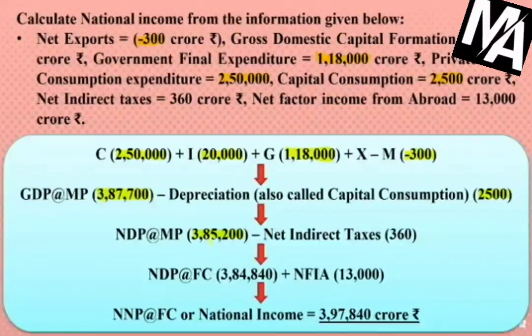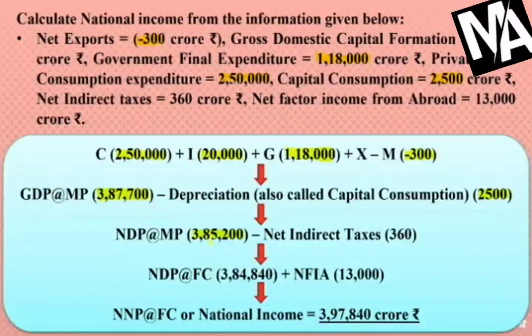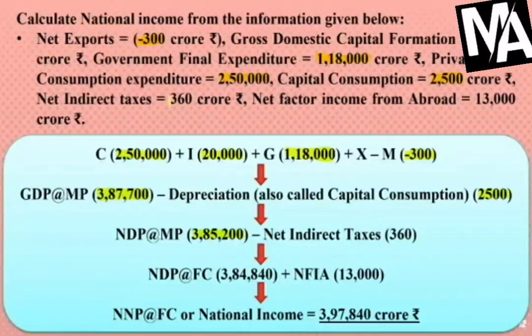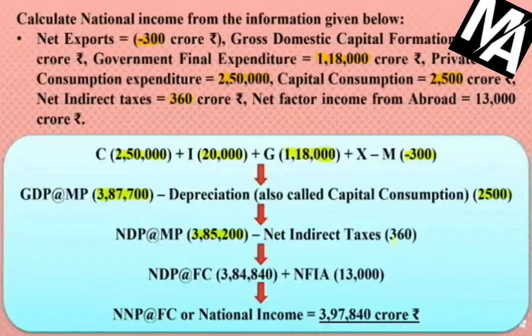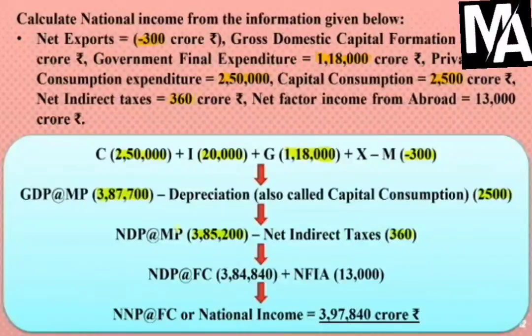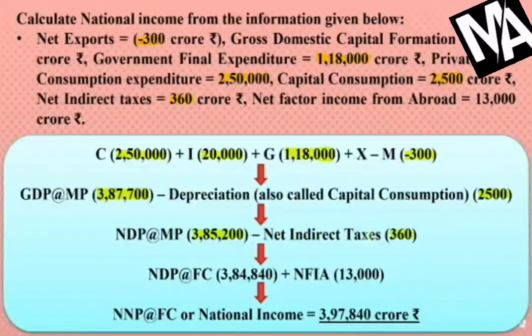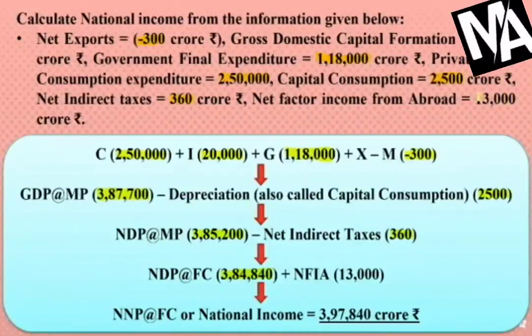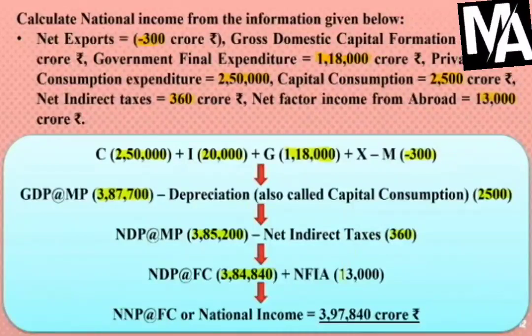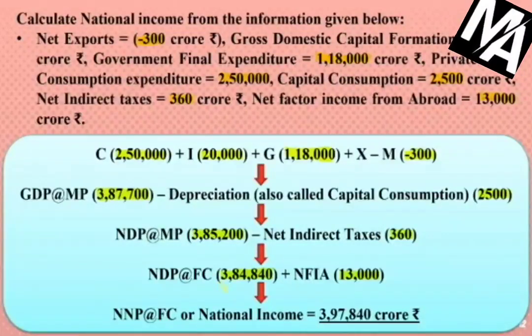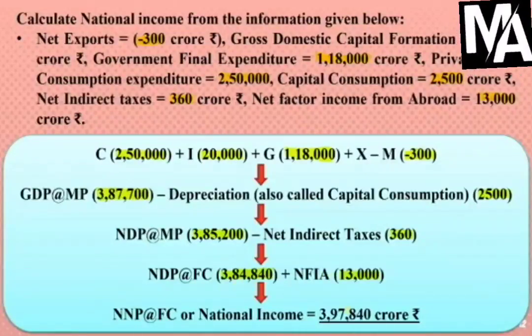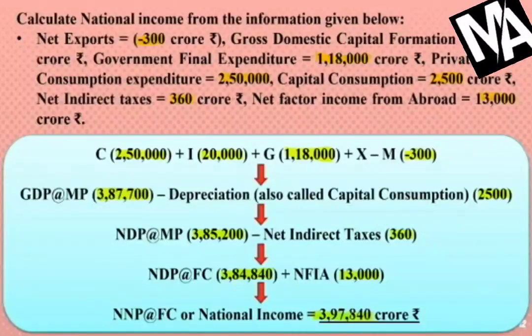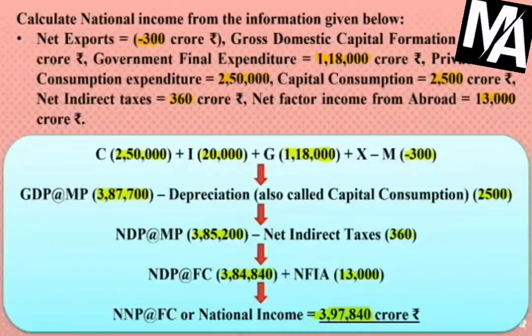Now from this we are going to the next step, that is net indirect taxes, and to our good luck it is directly given as net indirect taxes in the problem at 360 crore rupees. That we will be writing directly here. So from this amount of 3,85,200, we are going to reduce 360. The amount is going to be 3,84,840. And the final step is net factor income from abroad, that is 13,000 crore rupees, and we are going to write it here and add it. So 3,84,840 plus 13,000 is going to be 3,97,840 crore rupees, which is also called net national product at factor cost or national income.